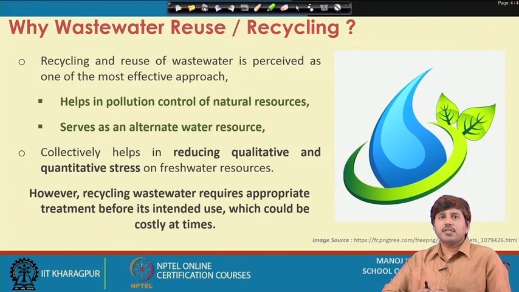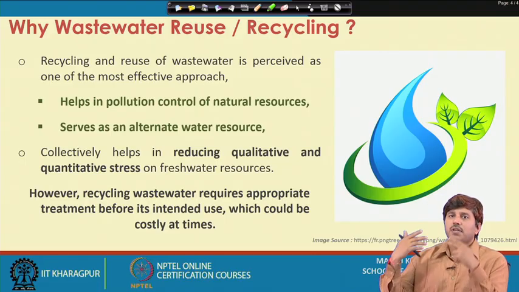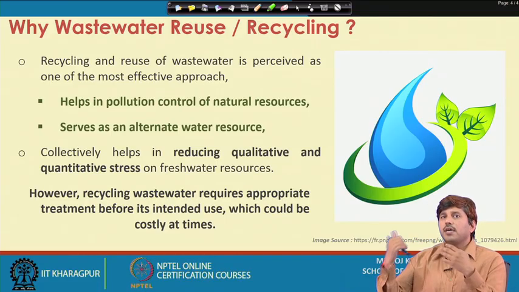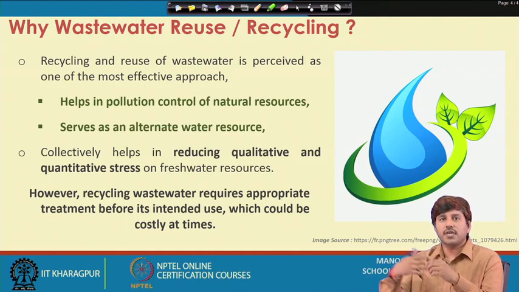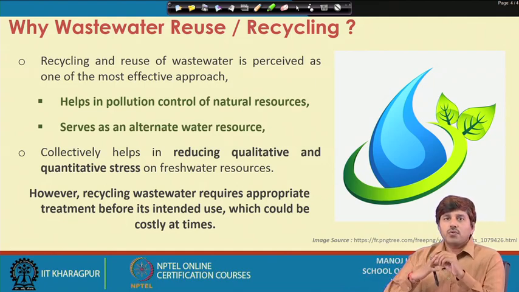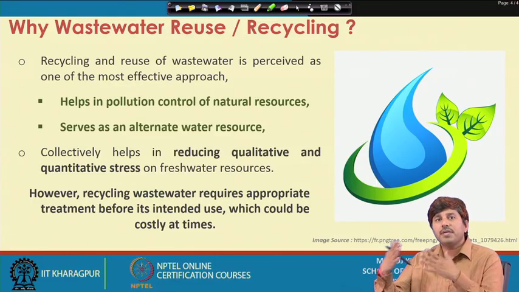So, why are we talking about wastewater reuse or recycling? As we were just discussing, there are two folds of problem when we let water go into the natural resources. One is our natural resources get polluted, and as a result our freshwater supplies get affected because we lose on the freshwater resource front. Okay. So, these two problems can actually be solved. Similarly, if we are able to reuse or recycle the water, we get a two-way benefit also.